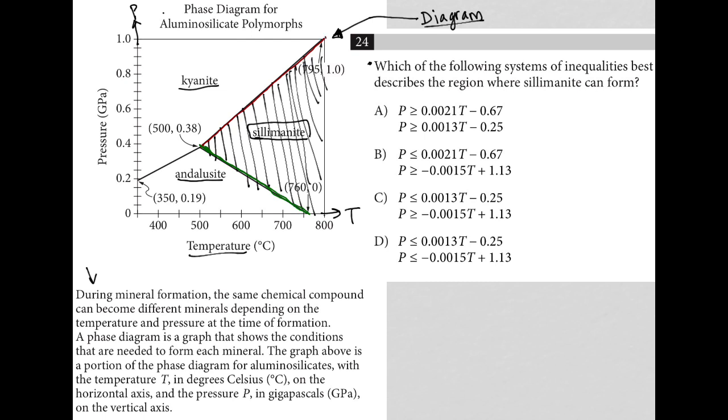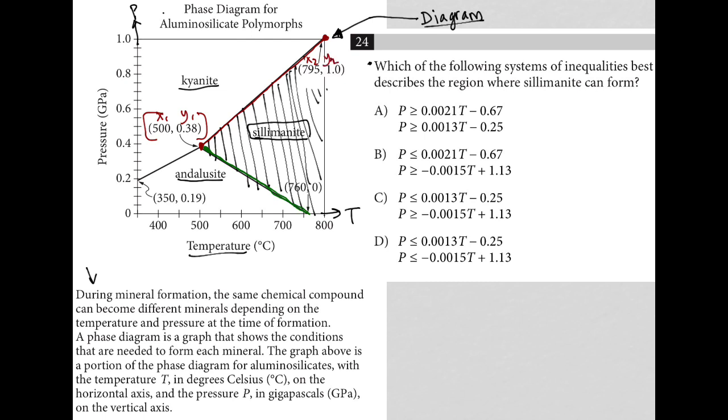Well, I have this point here that is 795. Let me just clean it up so you can see it. 795, comma 1. And I have this point here, which is 500, comma 0.38. Having those 2 points allows me to find a slope. So I'm going to say this is x1 and this is y1. This is x2 and this is y2.